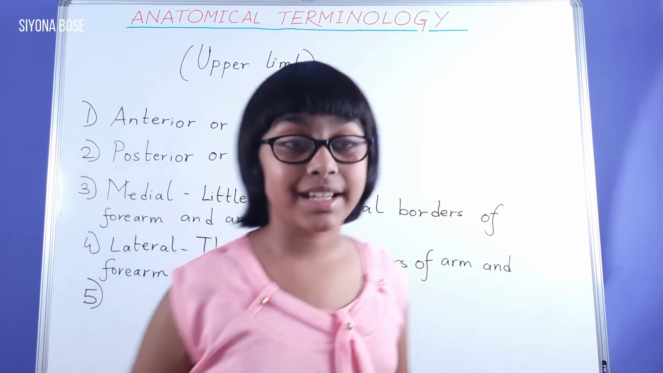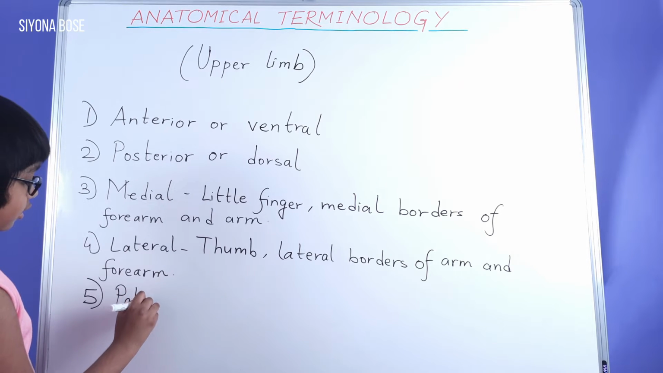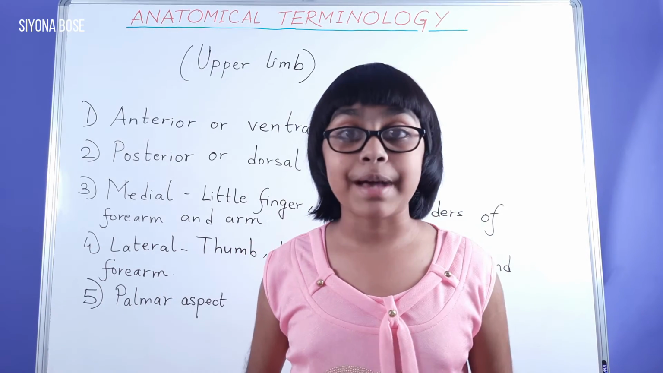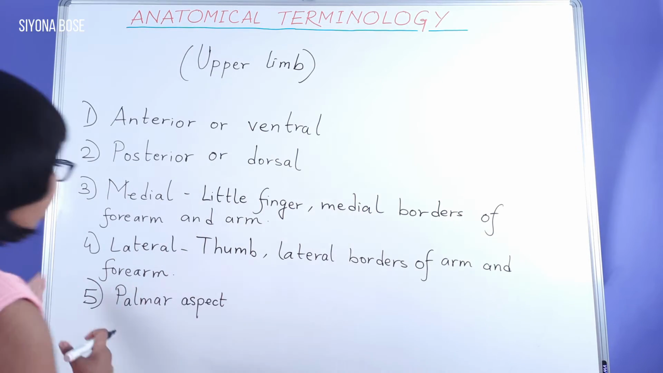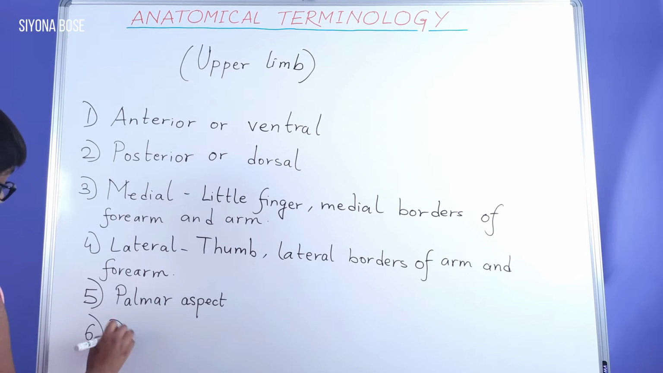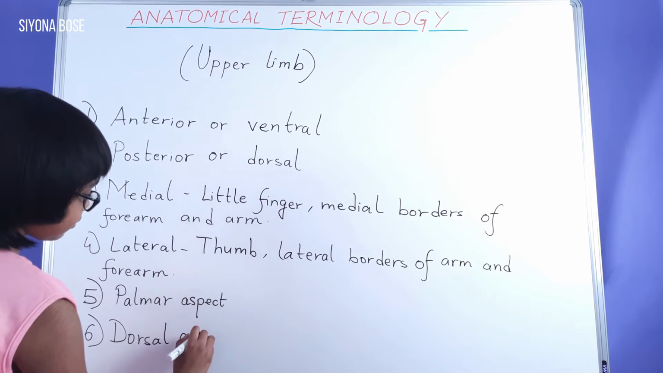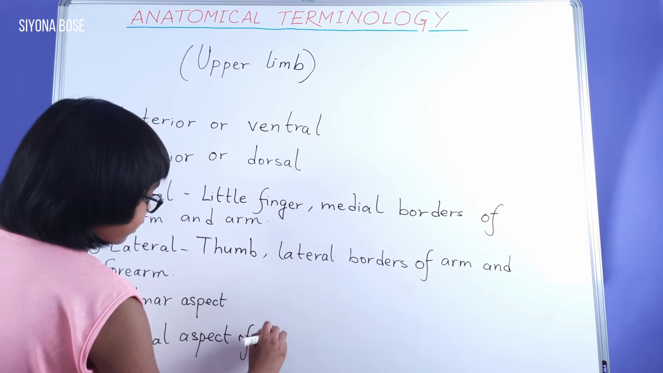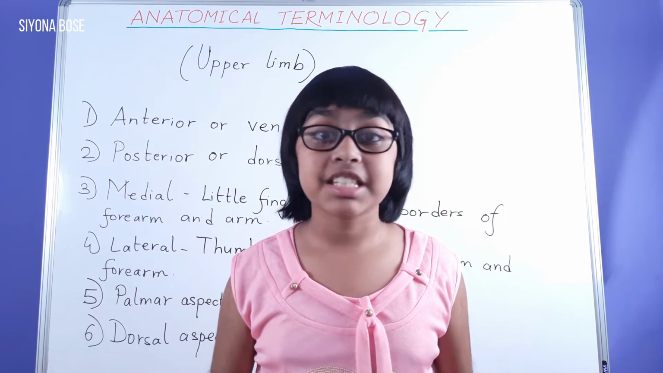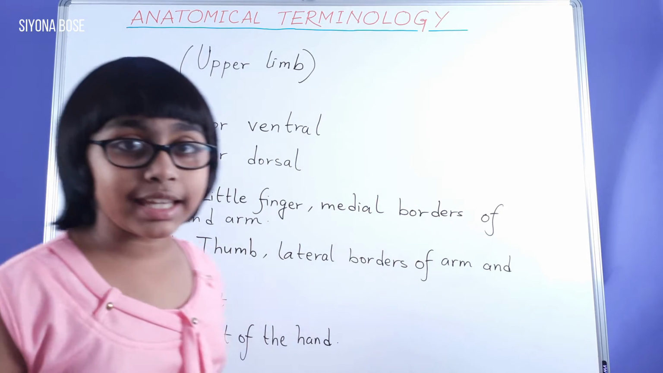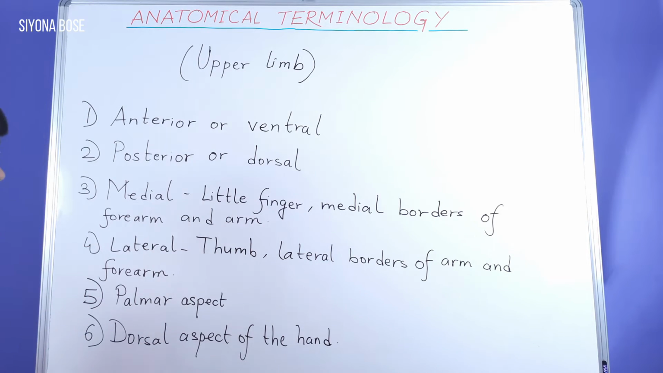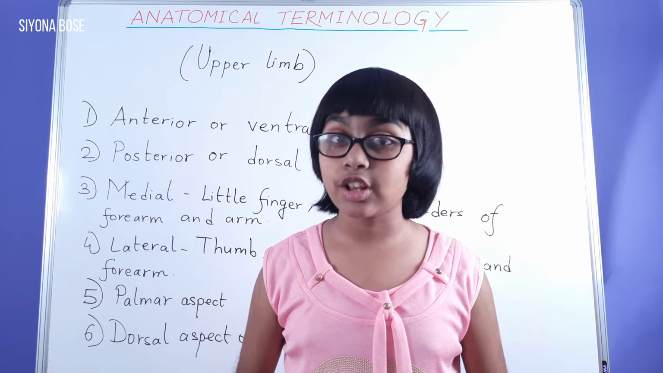Next up we have the palmar aspect. This aspect is the front part of the palm, that is palmar aspect. And number six tells us dorsal aspect of the hand. We discussed previously that posterior meant dorsal. But this is the dorsal aspect of the hand, which means the opposite of the palmar aspect. Coming up with our next terms, but before that, we may take a look at the board.